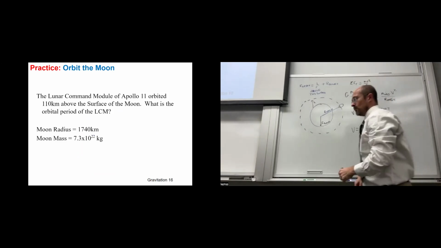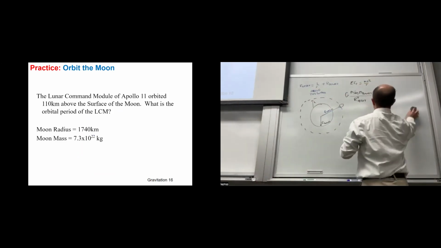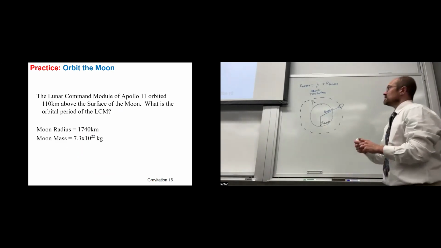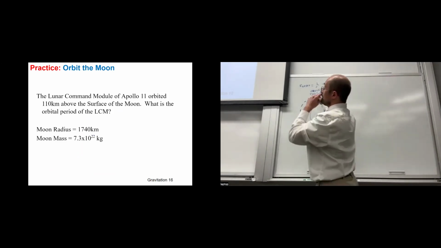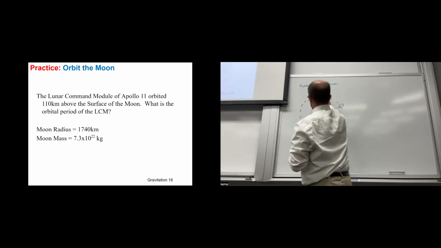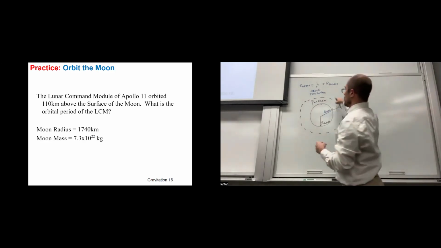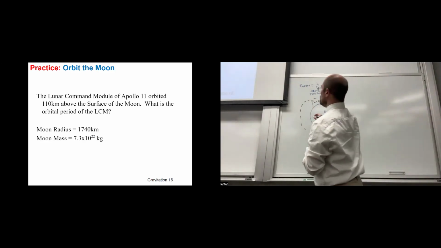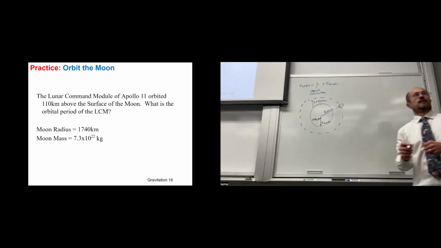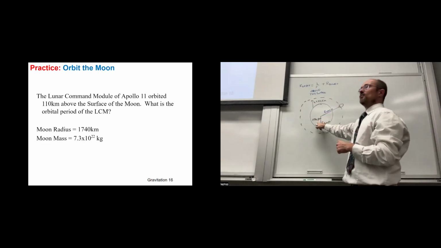So we're going to shift these over here. They tell us that the command module is going to orbit 110 kilometers above the surface. And they tell us the radius of the moon, right? So we're orbiting, we draw a picture, the radius of the moon is 1740 kilometers. So we know the height above the surface we're orbiting, and we know the radius of the moon.